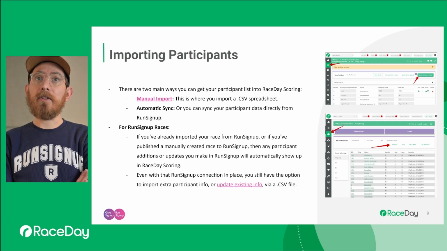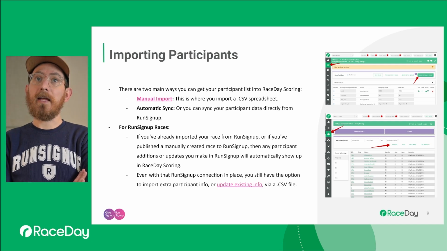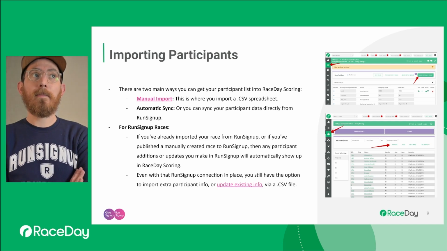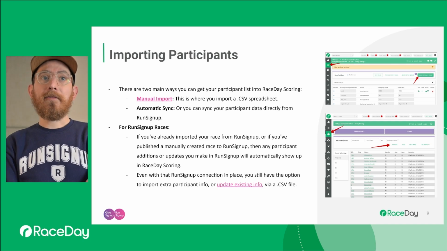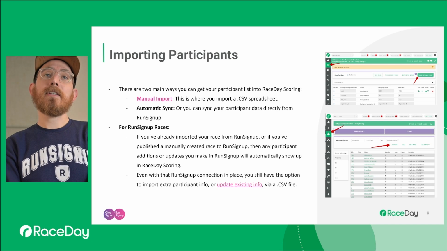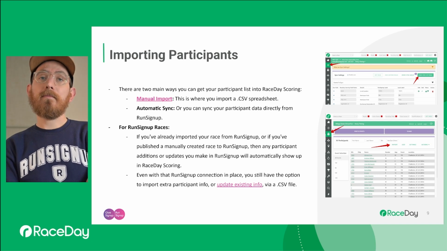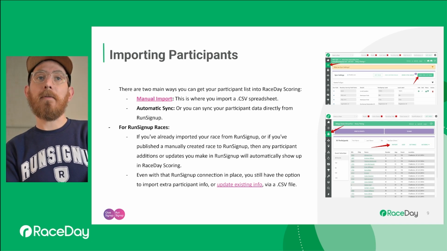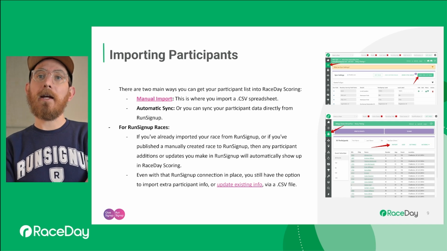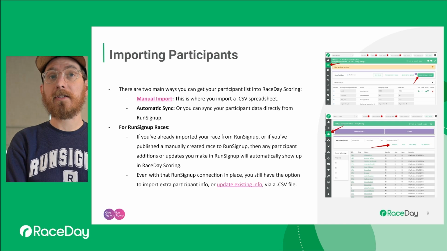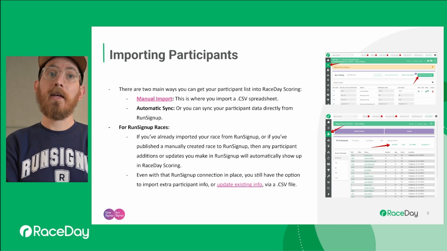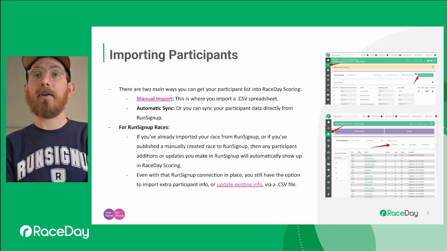So two main ways you can get participants into RaceDay scoring: a manual import, where you would import your spreadsheet, like a CSV, or an automatic one. Obviously, if you're using RunSignup, the participants, like I said, come down automatically. So you don't have to worry about importing data if it's being imported to RunSignup or if they're registering on RunSignup. That'll happen for you automatically in the background.